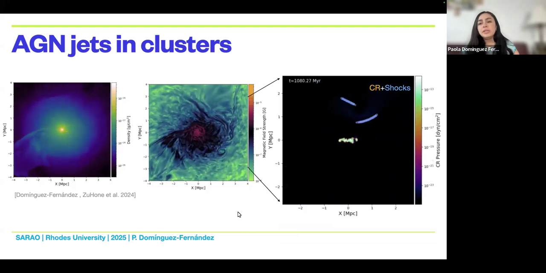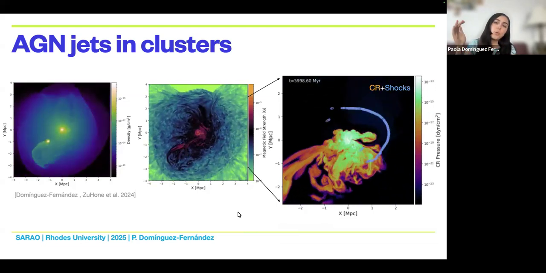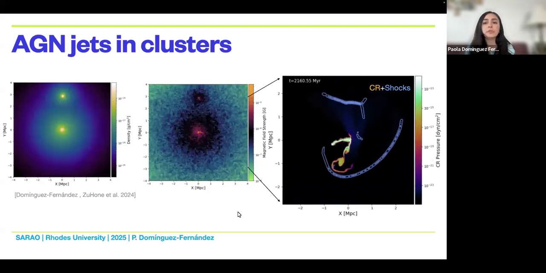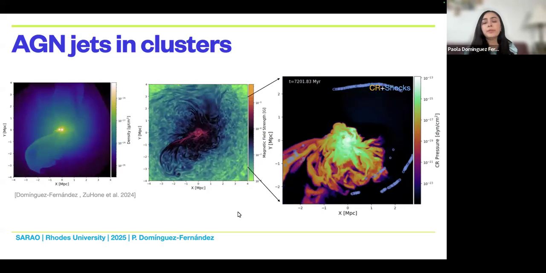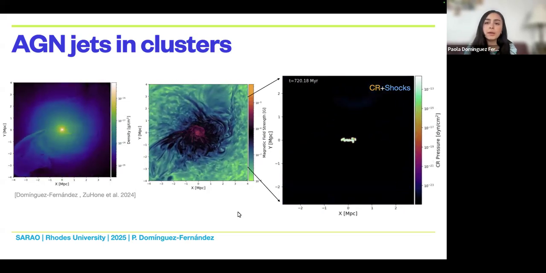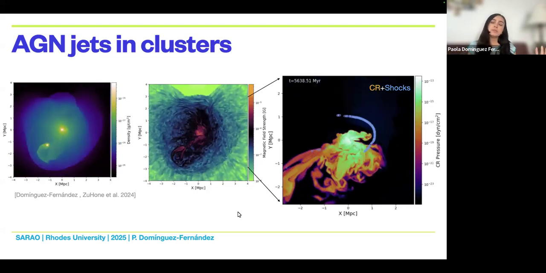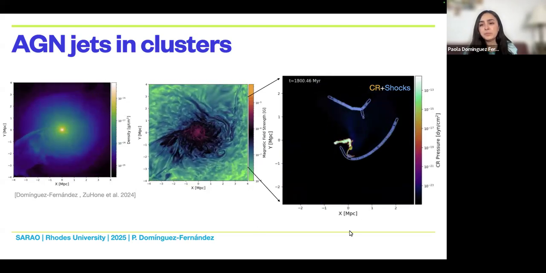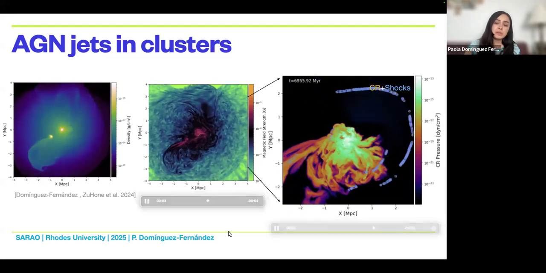And you're seeing how a merger event is really efficient for dragging out all this cosmic ray material to very large radii. And effectively, what you end up with is a kind of roundish morphology at the center of the most massive cluster, and that is permeating a very large extent of the cluster.